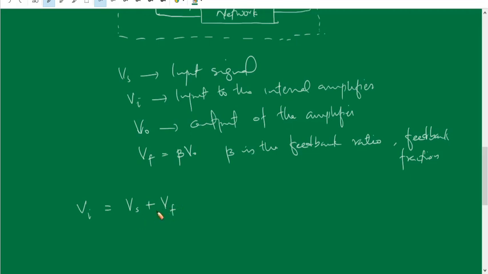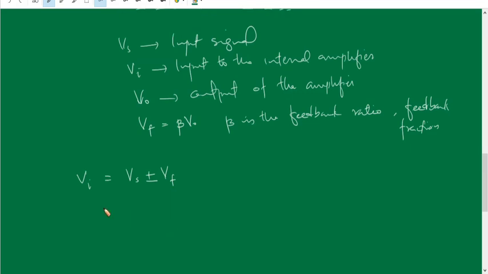if it is positive feedback. If it is negative feedback, Vi is equal to Vs minus Vf. So it is either positive or negative, and accordingly it is called positive feedback or negative feedback. Let us take the negative feedback first.